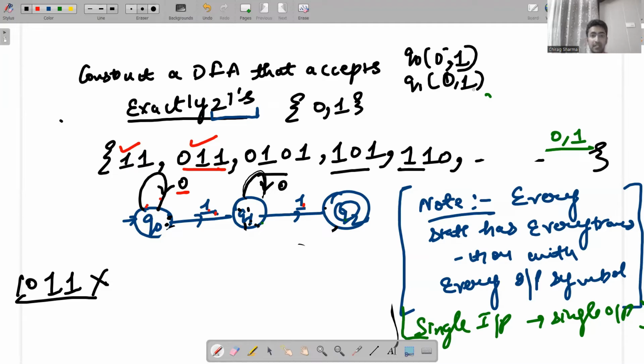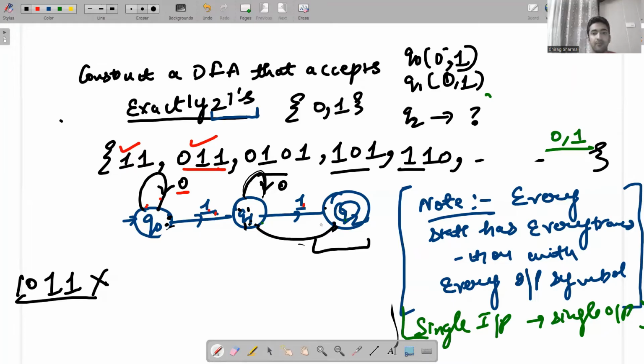The best part is how we are going to get the next part, because Q2 must have transitions and we haven't given any transition to Q2 yet. So how can we give it? Again, any number of zeros after we get exactly two ones is not a problem, right? If I get any 1 from Q2, it will be wrong, because it will have more than two ones, which is not part of the question.